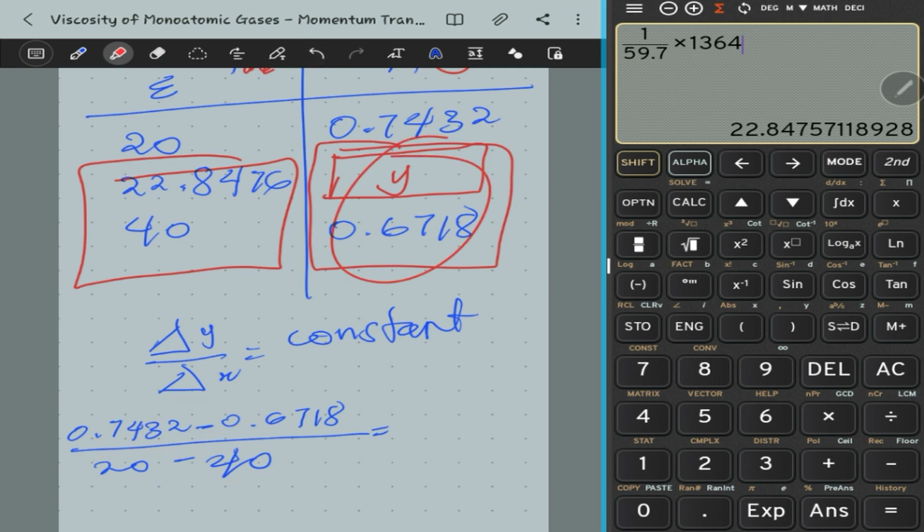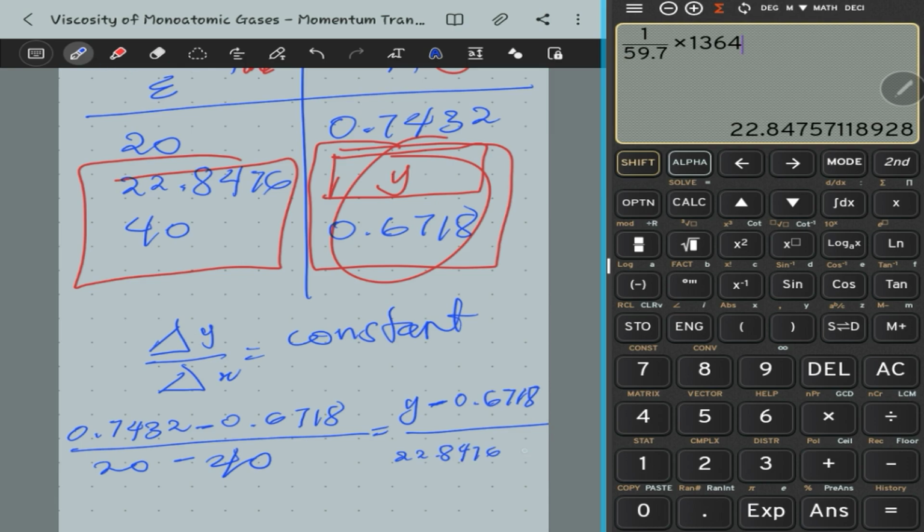This is the y, right? So you see the convention that we use: the top one is the one that we subtract from. So y minus 0.6718, and the corresponding x, we have 22.8476. Let's make this smaller.